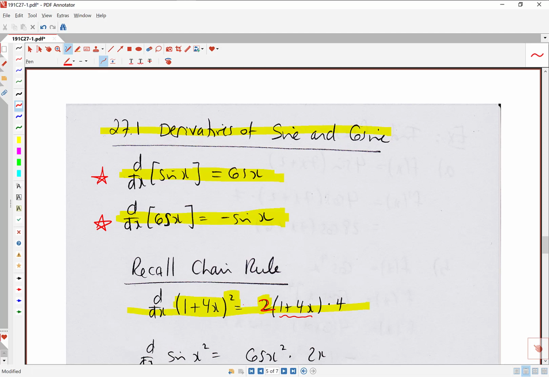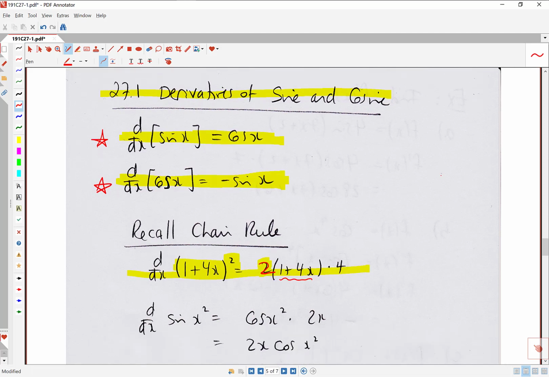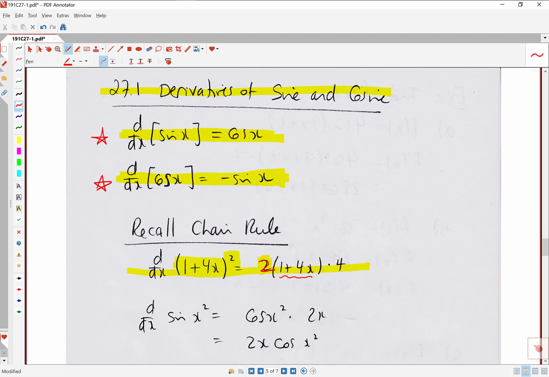So if you're not really that confident with the chain rule, you could go back and watch our previous video on the chain rule before heading into this section if you want. Okay, so let's do two quick examples of how the chain rule might actually come up in this section here.